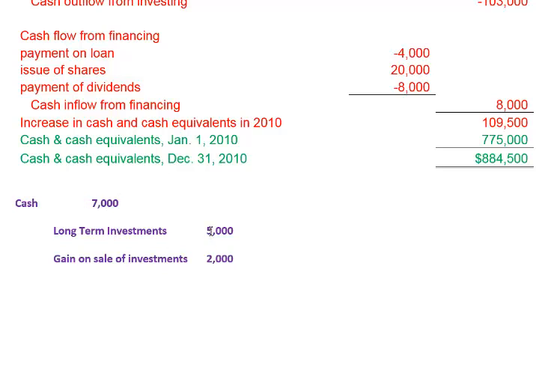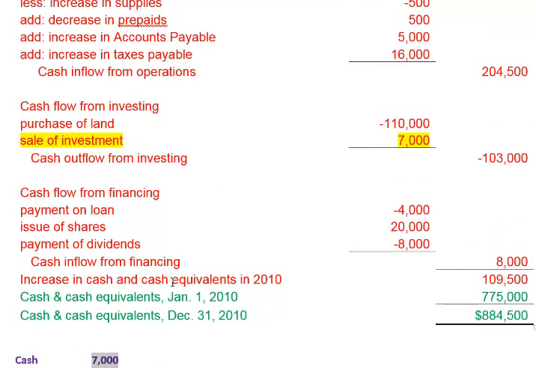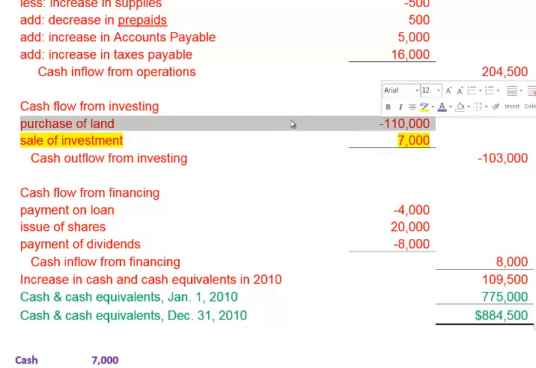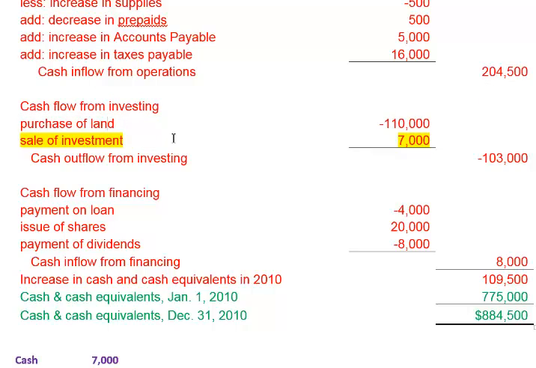What it tells me is that I got rid of a long-term investment for $5,000. That's how I went from $35,000 to $30,000. The income statement told me that when I sold it, I booked a gain of $2,000. So that means to get the gain, I must have taken in $7,000 in cash. So that's why I said here, when I sold the investment, I got $7,000 in cash. But I am also noticing here, gee, I put a purchase of land for $110,000 and I used up cash.